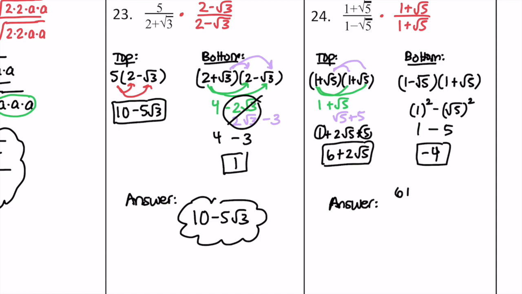over negative 4. I see that all of these terms have something in common, so I also have to take out what they have in common. They have a 2 in common, so I can take out a 2 in the top and a 2 in the bottom. That will cancel. 2 times 3 gives me 6. 2 times the square root of 5 gives me 2 square roots of 5. And then at the bottom I have 2 times negative 2 gives me negative 4. So my final answer is 3 plus the square root of 5 divided by negative 2, and that's it.